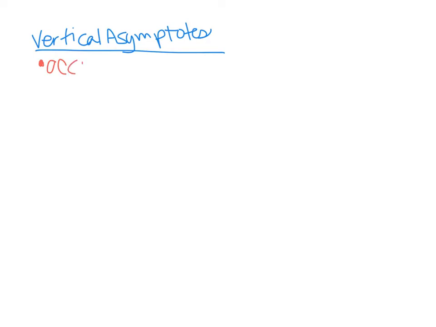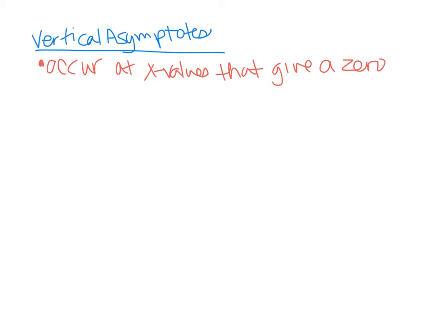So vertical asymptotes occur at x values that give a zero denominator. And I'm actually going to put a little star next to that. The star is where I'm going to be talking about the exception in just a few minutes. Okay, so let's do an example.